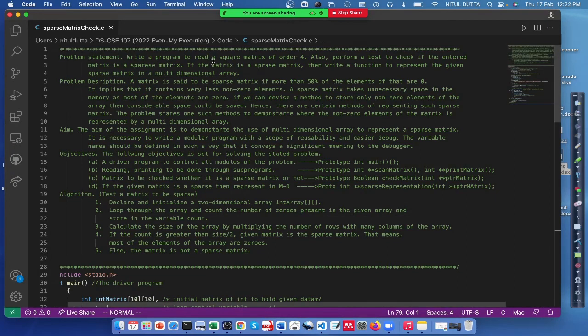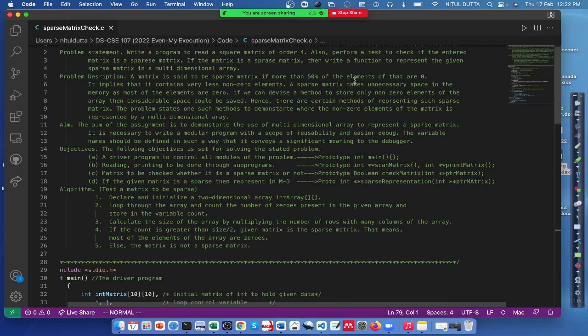Write a program to read a square matrix of order 4. Also perform a test to check if the entered matrix is a sparse matrix or not. If the matrix is sparse, then write a function to represent the given sparse matrix in a multi-dimensional array. I told you that there are 2 methods of representing a sparse matrix in a compact form. One is to use another 2-dimensional matrix, and the other is to use a linked list. Here we will see how to use a 2-dimensional array to represent the sparse matrix in a compact form.